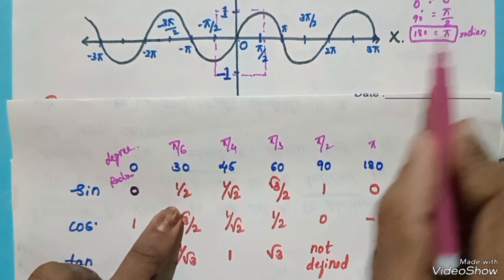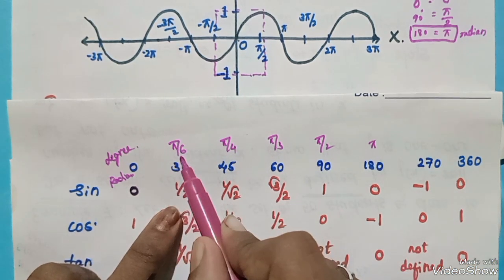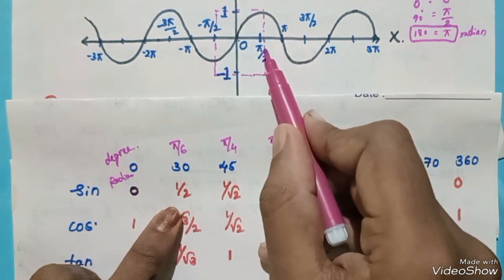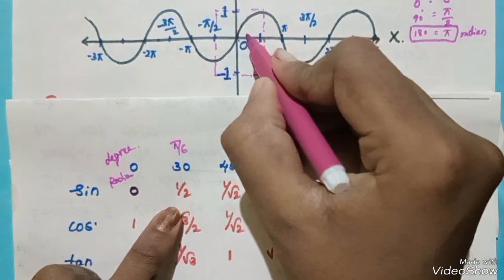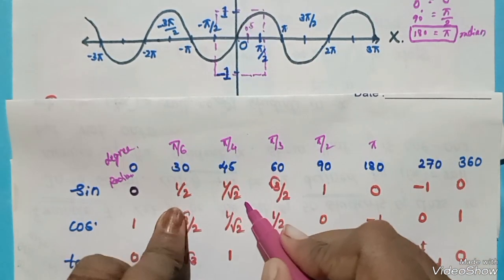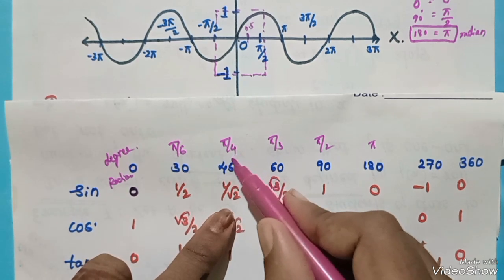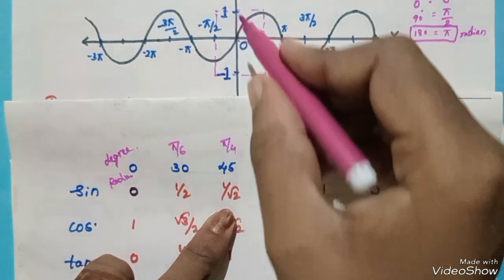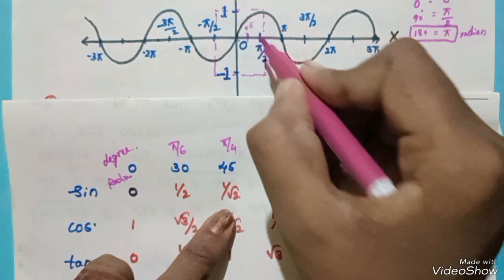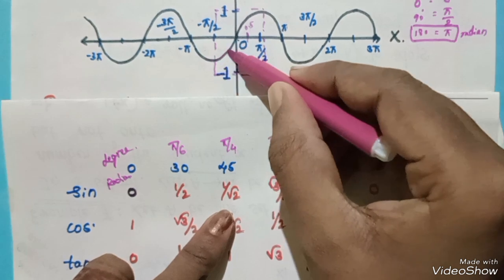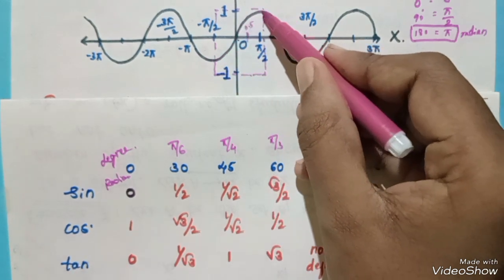to pi radian. For these values, pi by 6 lies between minus pi by 2 and pi by 2. The value becomes 1 by 2, that is 0.5. Again for pi by 4, the value becomes 1 by root 2, that is about 0.707, somewhere near to 1. For these values the graph shows the range is minus 1 to 1.